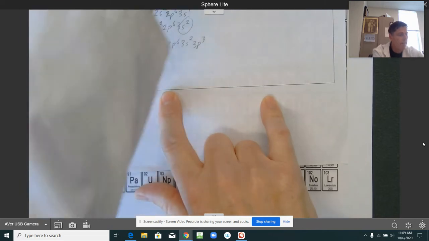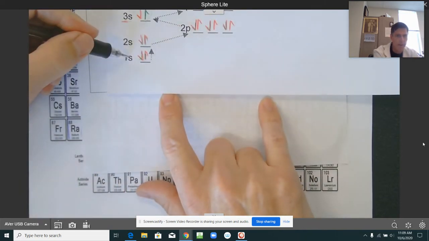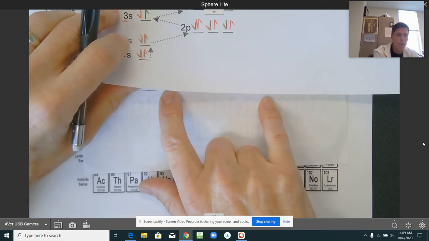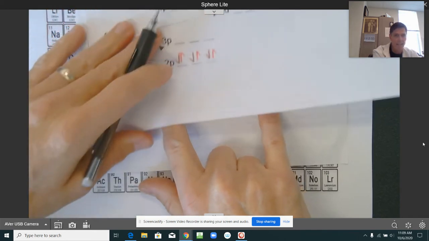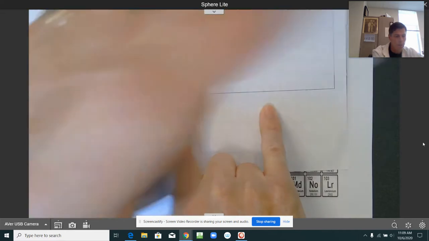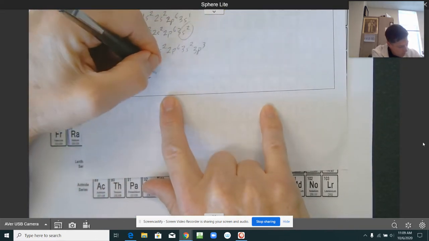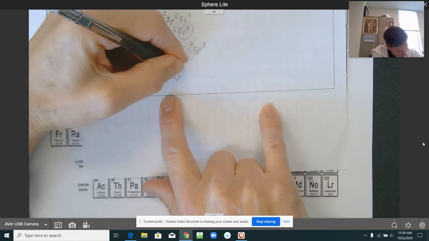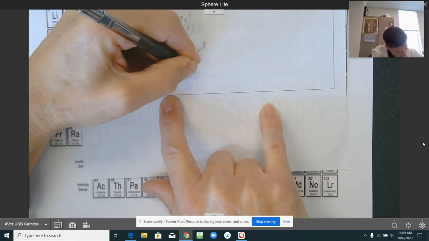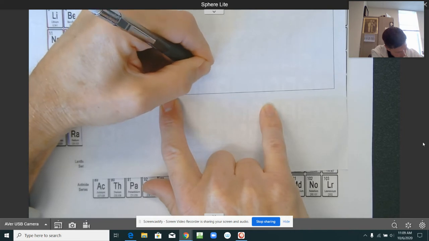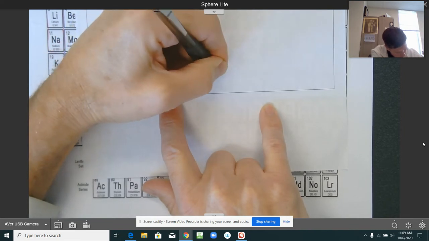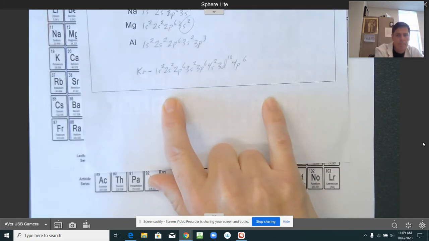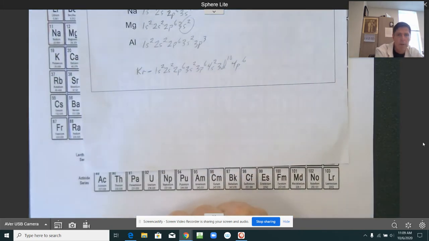I know I'm starting down here with the 1s, and I've got to fill all the way up for 36 electrons, wherever that's going to end up. With practice, you'd be able to do this. And no, the camera is not sped up. That would be the electron configuration for krypton.